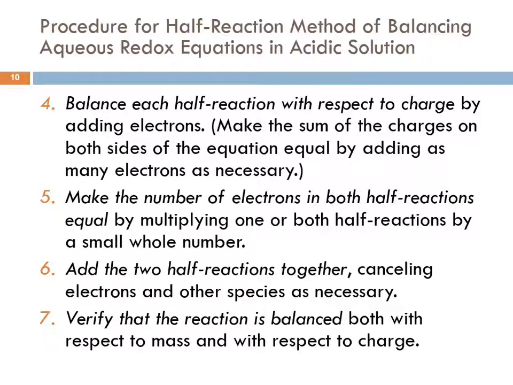Balancing with respect to charges. And then what we're going to do is make the number of electrons in both half reactions equal. This will make more sense when we do it. But say one has 2 electrons in the reactants and one has 3 electrons in the products. We need them both to be the same number of electrons because we want the electrons to cancel out when we add the reactions together. So we make sure that the number of electrons is the same, and then we add them together, canceling out anything that's the same on both sides. And then double check, verify that it's balanced with respect to mass and charge.